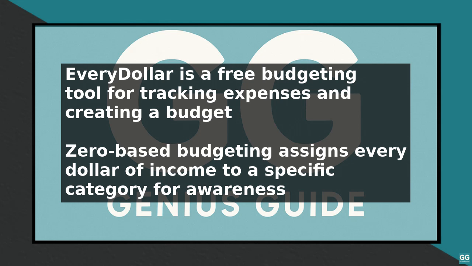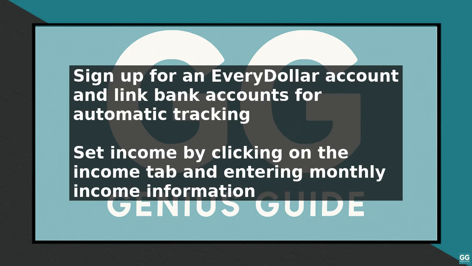To get started, sign up for an EveryDollar account and link your bank accounts to the platform. This will allow you to track your income and expenses automatically. Next, set your income by clicking on the Income tab and entering your monthly income. You can also add multiple income sources if you have more than one job or receive irregular income.